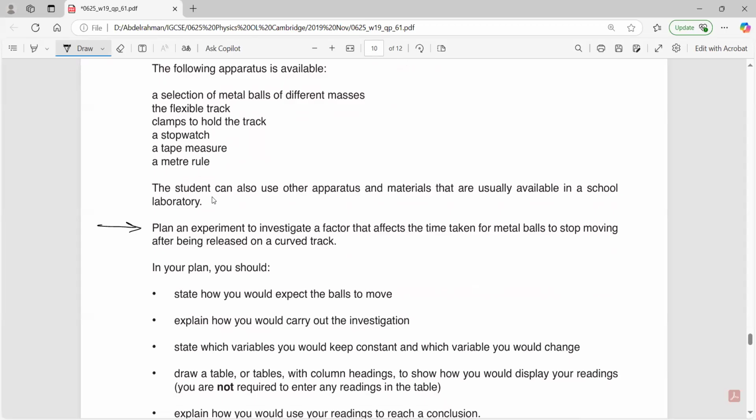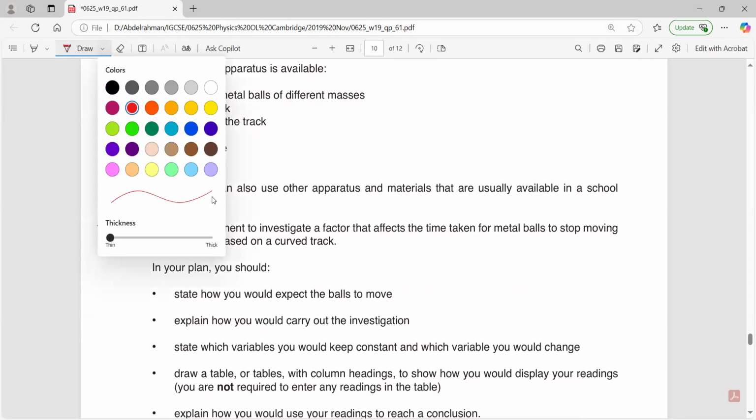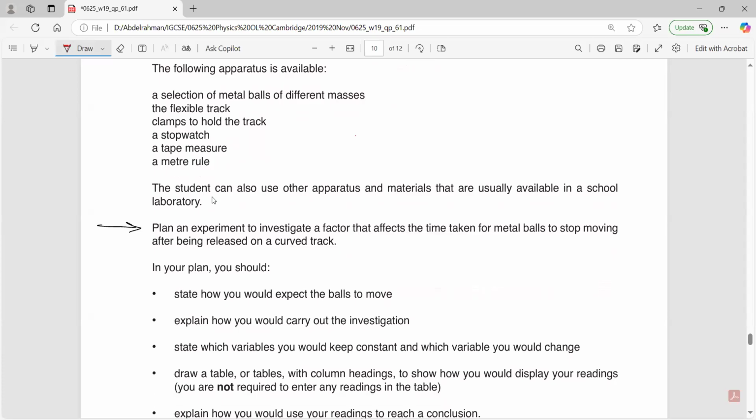Again, the most important statement you have to read while solving this question is: plan an experiment. To what? To investigate a factor. To investigate one factor. So for this question, it's up to you to choose a factor that affects the time taken for the metal balls to stop moving after being released on the curved track.